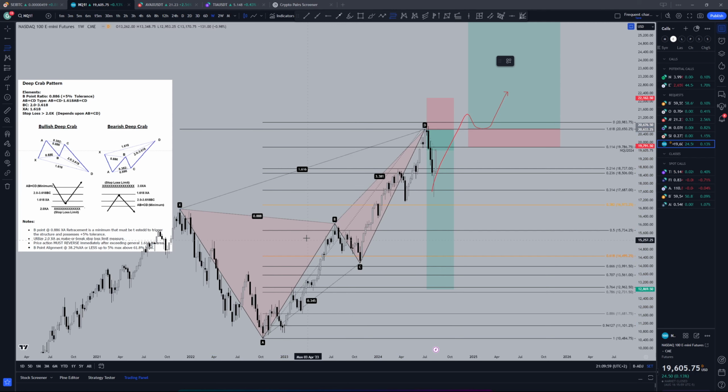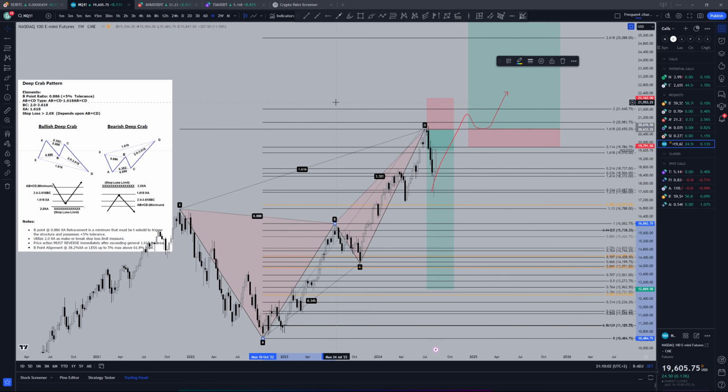So let's say in this case, if I were to draw the progression harmonics again, right?